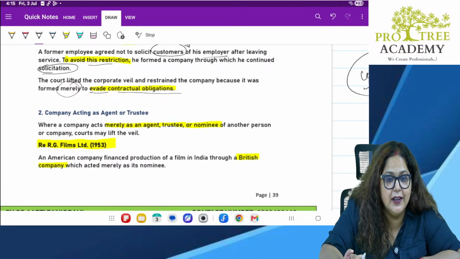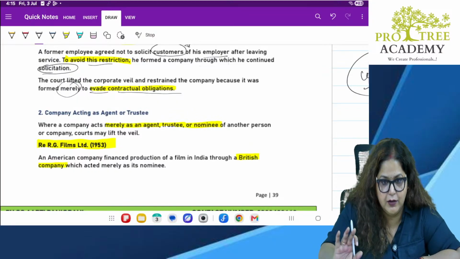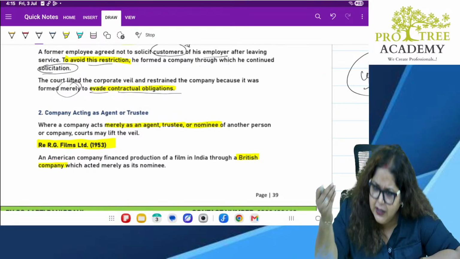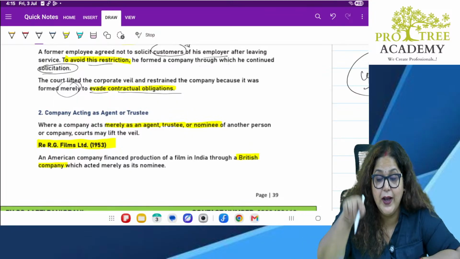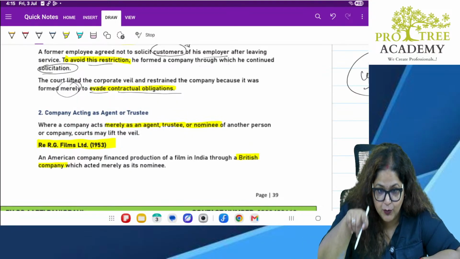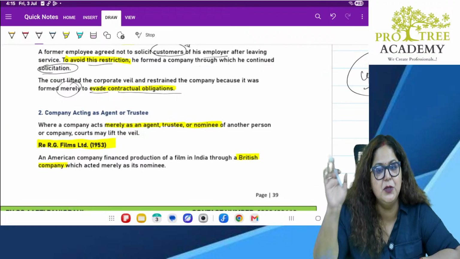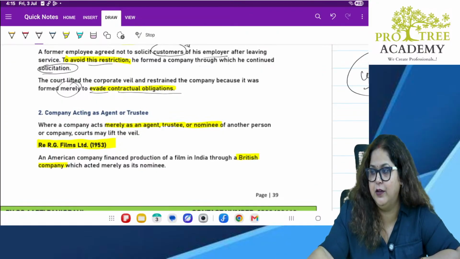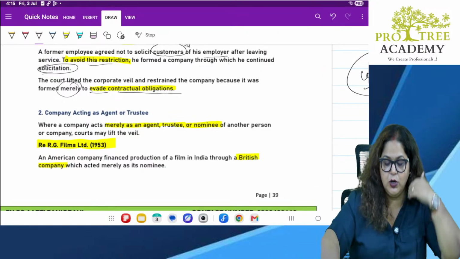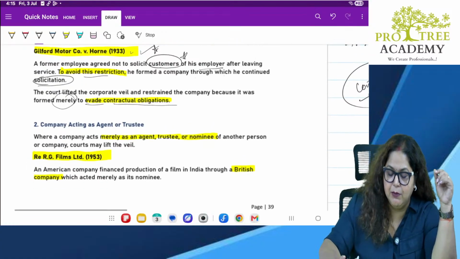Any name, the fraud name. There the people used to start many bogus companies. At one registered office place, there are many companies. Many companies people start to do the fraud. Yes. So this was about the Guilford Motor Company versus Horn.